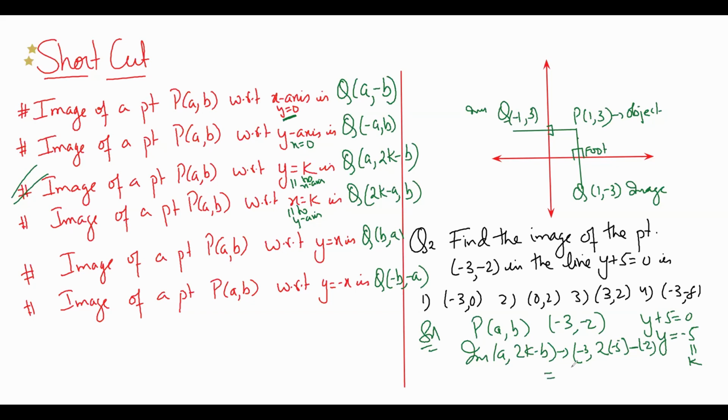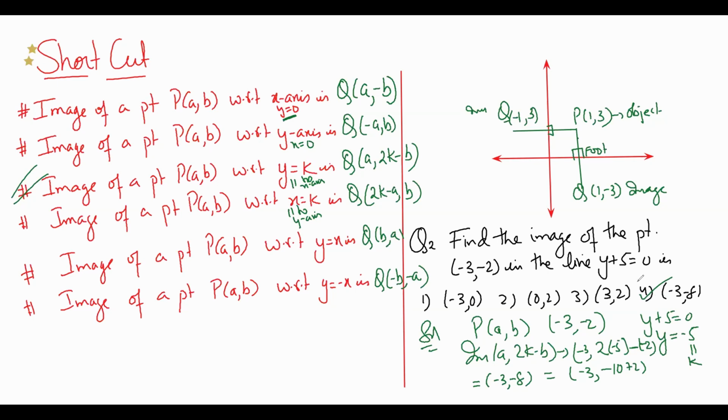So my answer comes out to be (minus 3, 2k minus b), minus 10, this is minus 2, minus minus is plus. So my answer comes out to be (minus 3, minus 8), fourth part. Okay, so using shortcut number 3, we just solved this question. My answer is the fourth option.